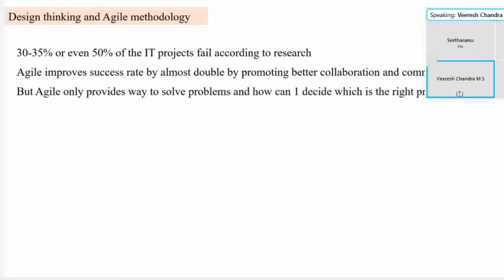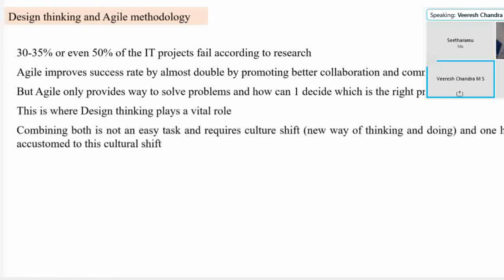So as I have written here, agile only provides a way to solve problems. Agile methodology gives us the way to solve problems. But how can one decide which is the right problem to solve? So when we adopt design thinking, when we empathize and come to a conclusion that this is the original problem faced by the customer or the end user, then we can easily solve the problem using agile methodology. So this is where design thinking plays a vital role.